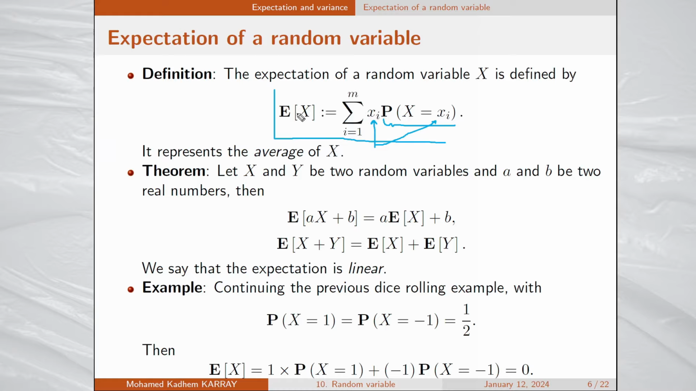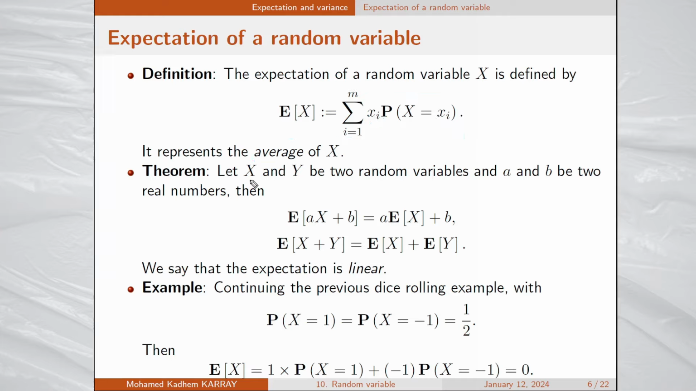And you sum over all the values of the random variable X. The expectation is denoted E[X]. So we read this expectation of X, or E of X. So keep in mind this very important definition. The expectation represents the average of the random variable X.